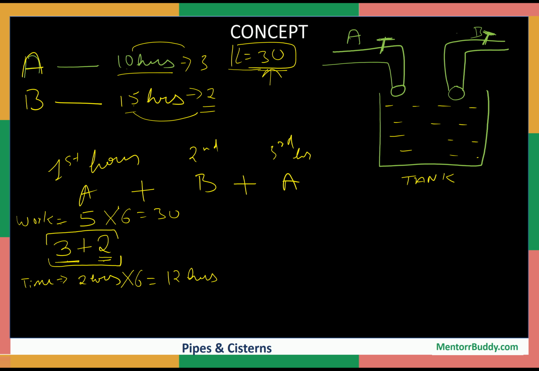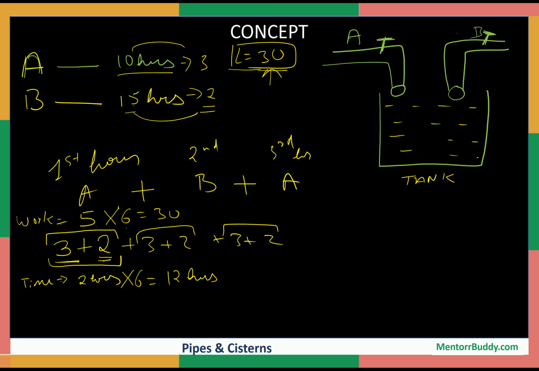So this will repeat again and again. How many times do we have to repeat this process? 6 times. So we have just multiplied, we have written work on the top side and time on the lower side, because otherwise we would have to do it manually, that is plus 3 plus 2, then plus 3 plus 2, like this again and again.